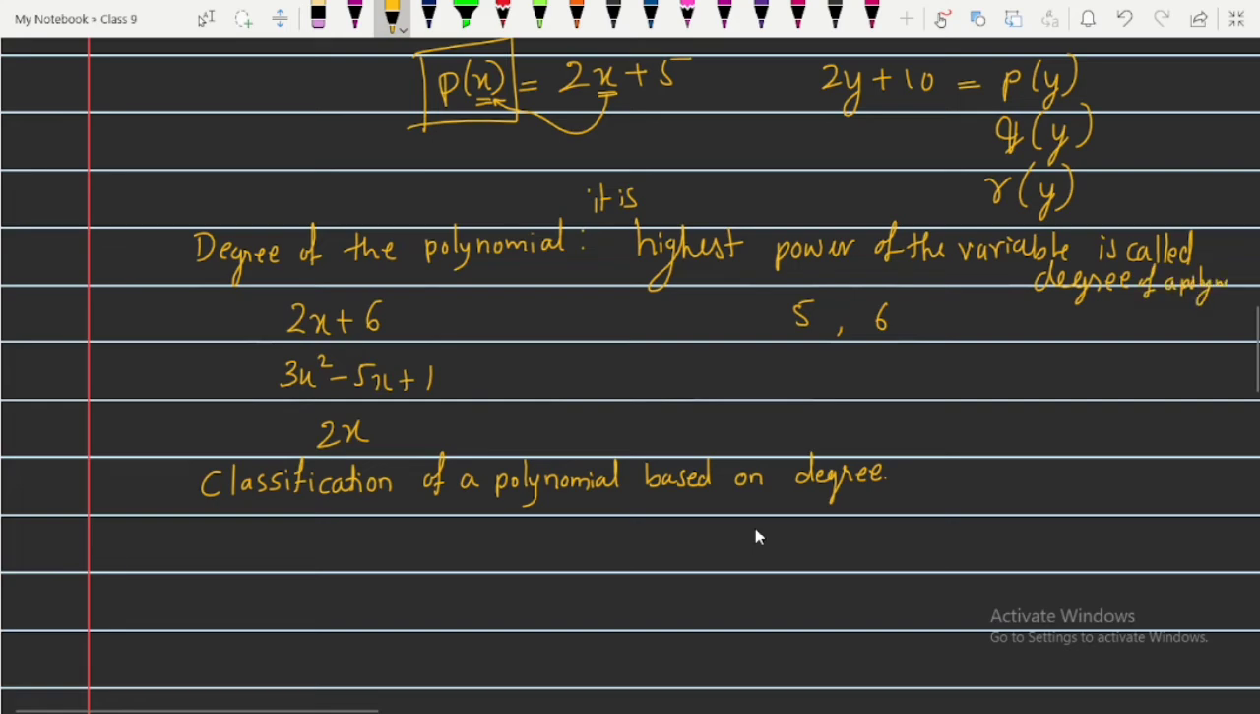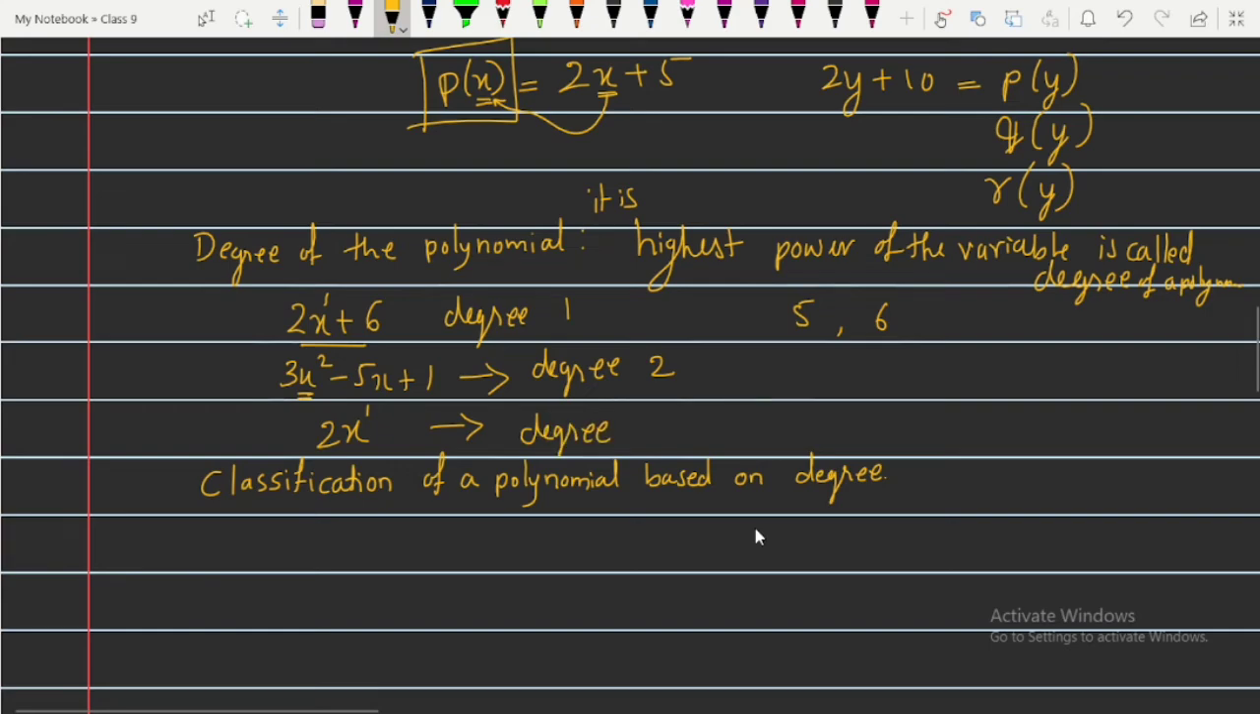In the polynomial 2x plus 6, the power of the variable is 1, though nothing is written. That is the highest power, so the degree of the polynomial is 1. In 3x square minus 5x plus 1, the highest power of the variable is 2, that is x square, so the degree is 2. In 2x, the power of the variable is 1, so again the degree is 1.